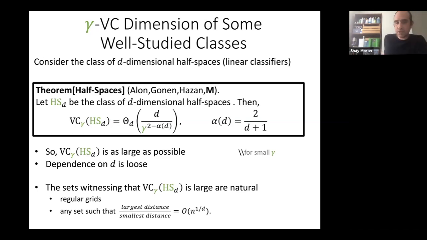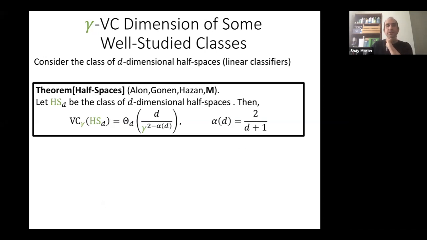But let me also mention that the sets which witness that the gamma VC dimension of half spaces is large are very natural. The samples where you can approximate every target concept are very natural. These are regular grids, for instance, or in fact any set such that the ratio between the largest to the smallest distance is not too large, it's n to the 1 over d. This means that basically if the target distribution is like a nice density, then the second condition will hold, and indeed half spaces will be very expressive. You'll be able to express any target concept.